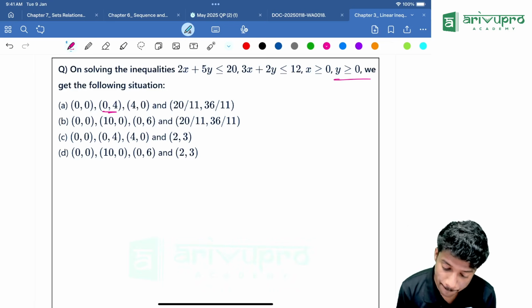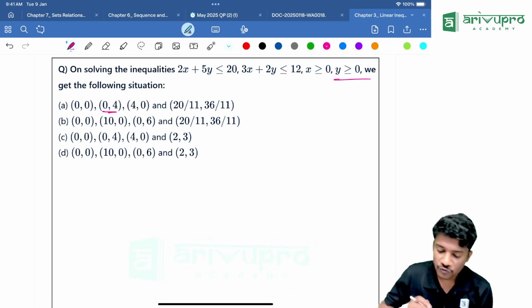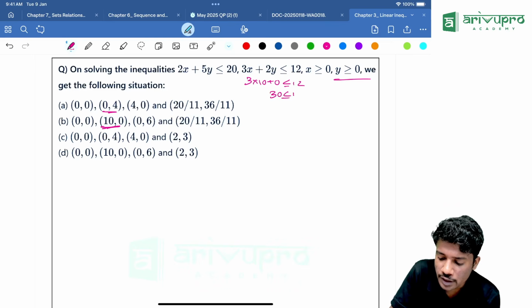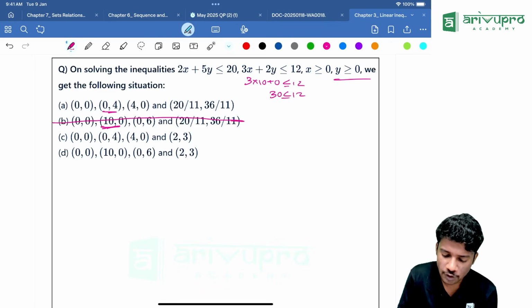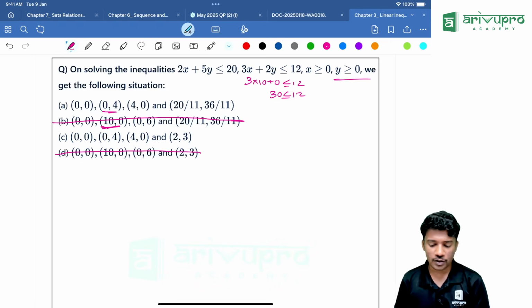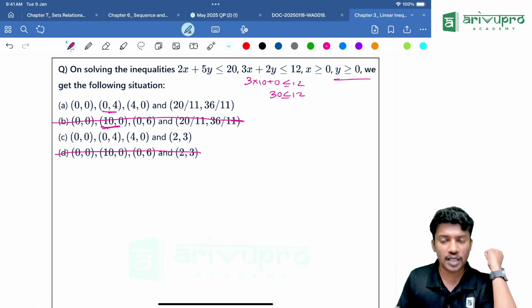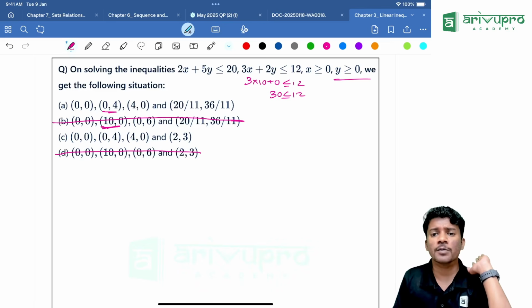10, 0. Why is it not possible? When you put 10, 0, 3 into 10 plus 0 should be less than or equal to 12. That is 30 less than 12. Is that possible? No. That means option B is wrong. Then option D is wrong. Either it can be option A or it can be option C. Now check option C. Option C is the answer. Why not option A?